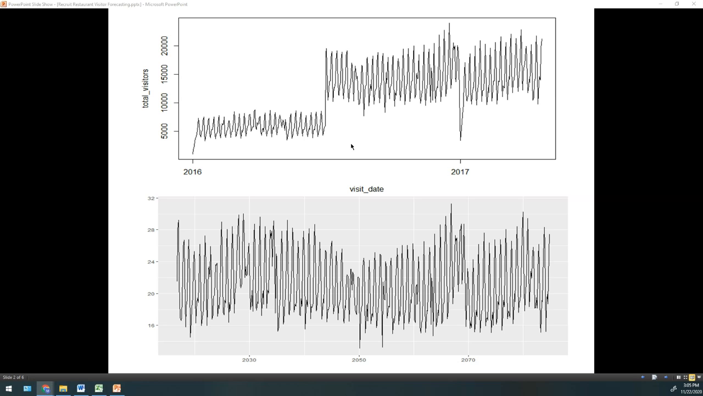In order to solve for that, because it's clearly problematic, I adjusted it to take the total aggregate visitors from the restaurants and divide it by the number of restaurants in the database. So kind of a same store sales measure. And that's the plot you see below.